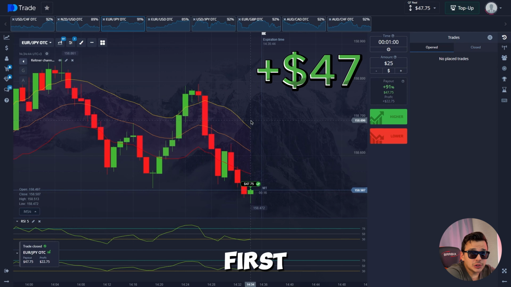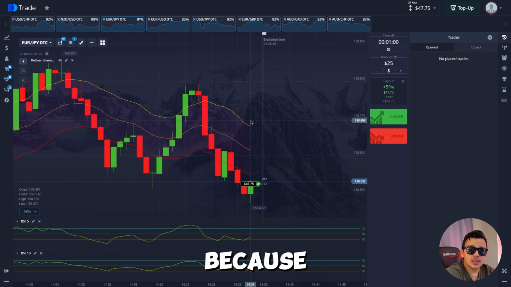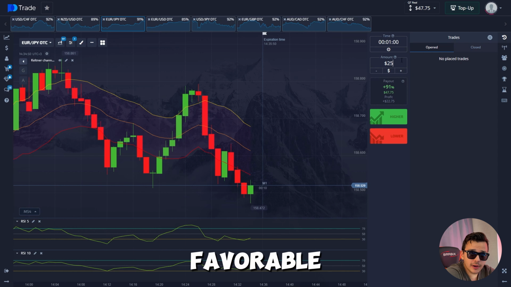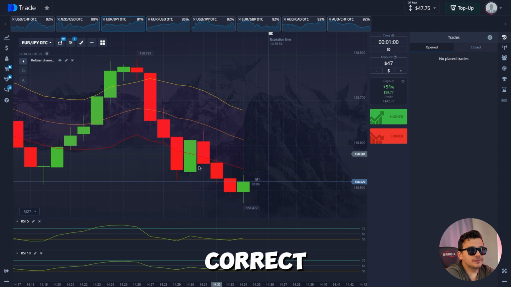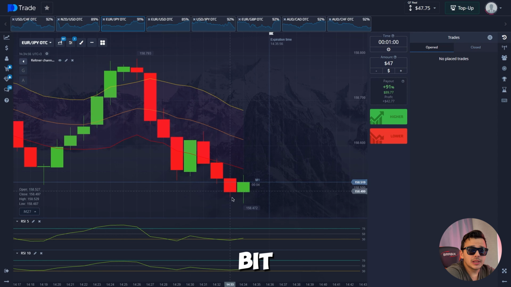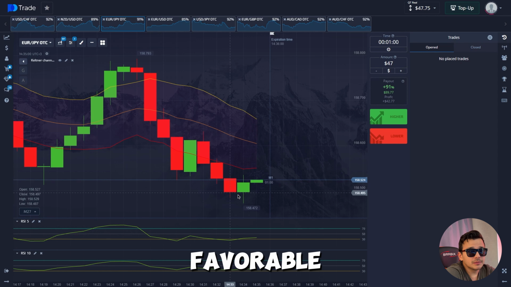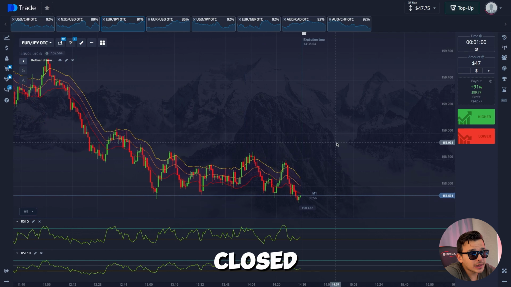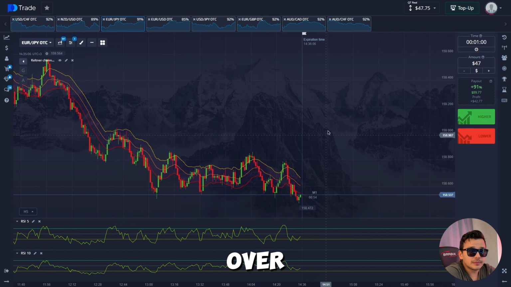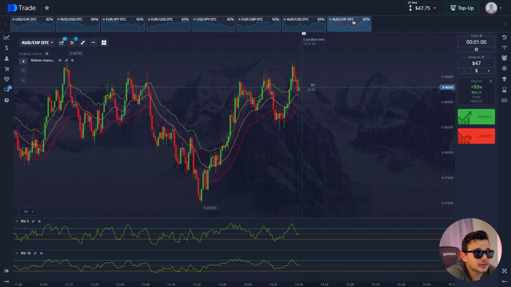And our first trade closes in plus. We were a little bit lucky here, because the opening time was not quite favorable, but in general, the signal was absolutely correct. If we had opened the trade a little bit later, it would have been more favorable. Calmly, we closed in the plus. In general, now it is closed. The pullback is over. The deal was opened correctly. Let's continue our trade and pick up the next currency pair.